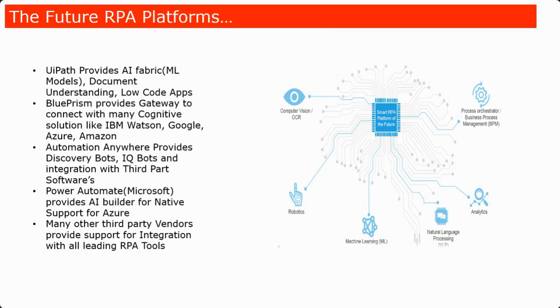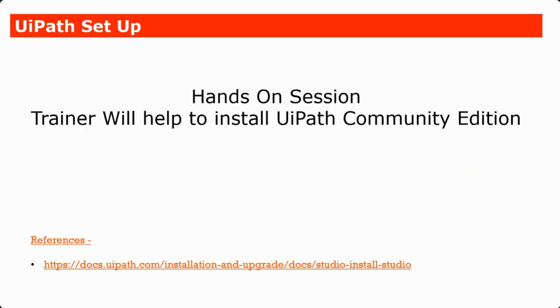So let's quickly move to the next slide and see how we can install the UiPath Community Edition, right? Before building a real bot, I'll help you install UiPath Studio. For that, you need to go to this URL and register yourself. I'm also posting a link so that you can download UiPath Studio on your machine directly.